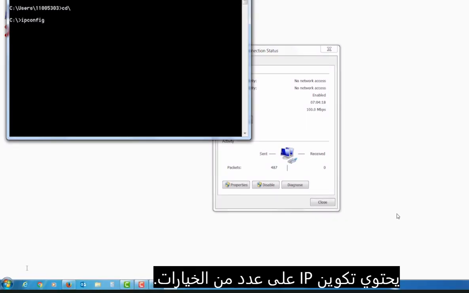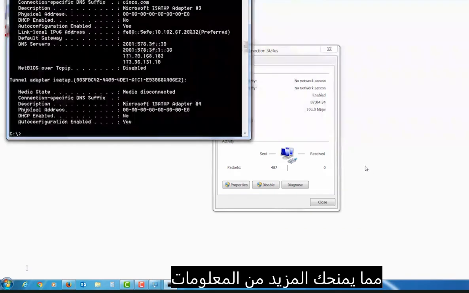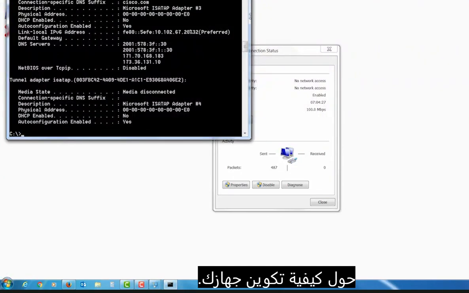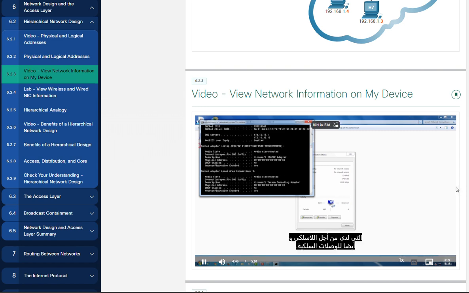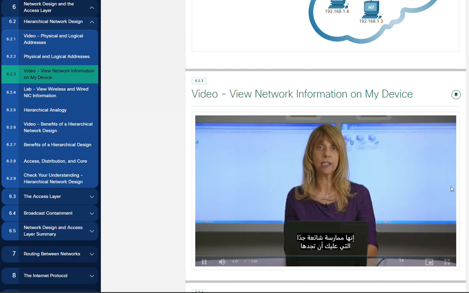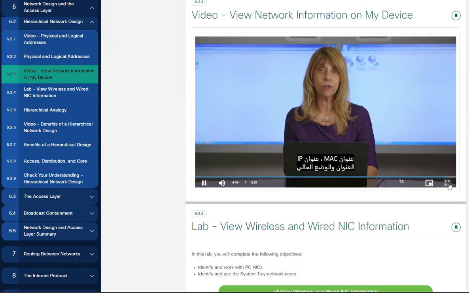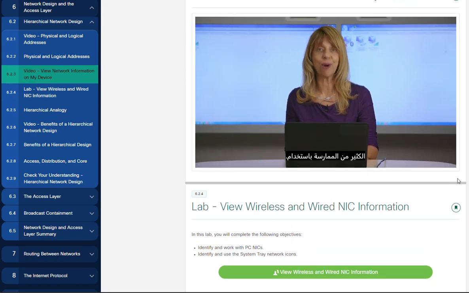ipconfig has a number of options. The most commonly used one is the /all, which gives you much more information about how your device is configured. As you can see here, here are my adapters for wireless and also for the wired connections. It is a very common practice that you have to find the MAC address, the IP address, and the current status of a PC adapter. So this is a skill you will get a lot of practice using.